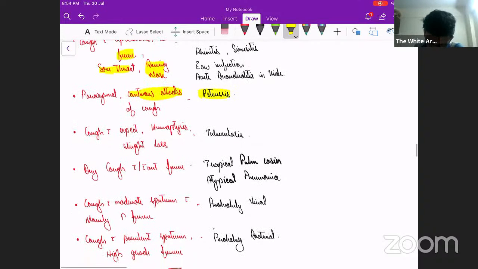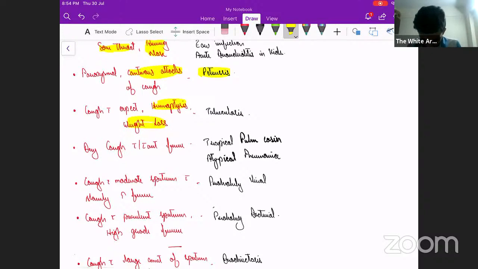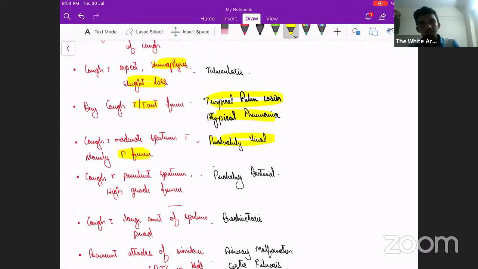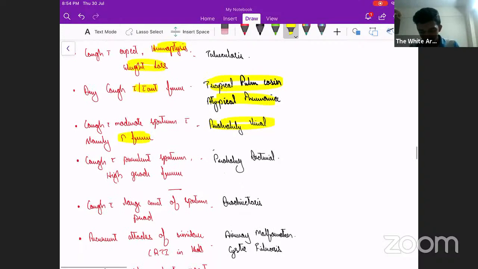Next is cough with expectoration, hemoptysis, weight loss, which means when it comes to infection, you'll think of TB. If it is cough with or without dry cough, with or without fever, then atypical pneumonia can come, and as was our case, tropical pulmonary eosinophilia. Next, cough with moderate sputum with slowly increasing fever, probably viral. Okay. If there is a moderate amount of cough and the fever is present for a week and it is slowly progressing. If it is a bacterial cause, then there will be cough, purulent sputum, and high grade fever present.